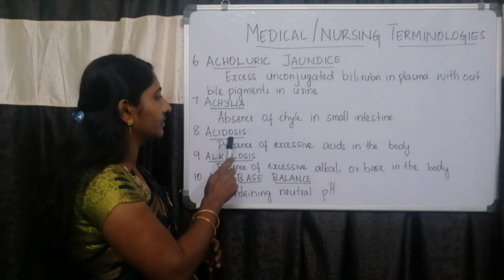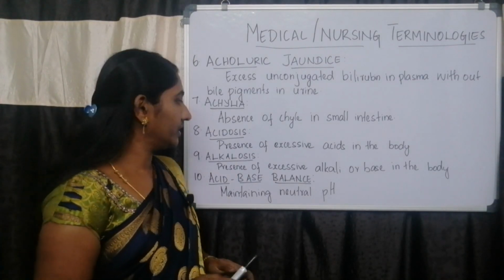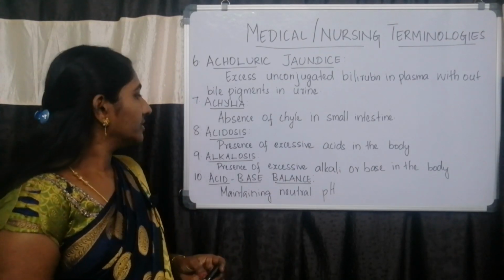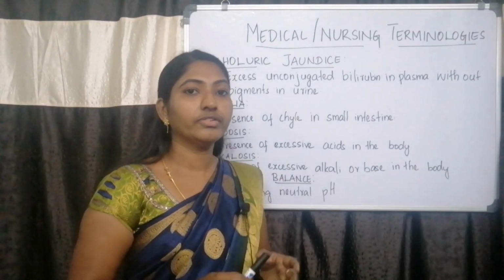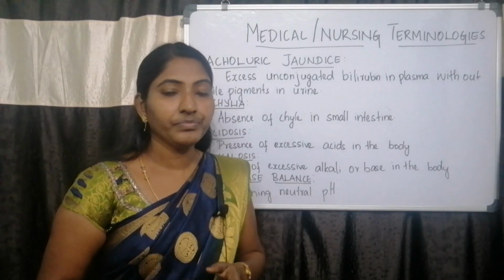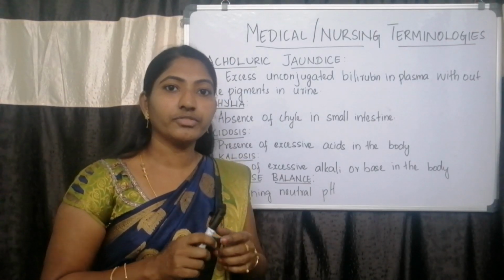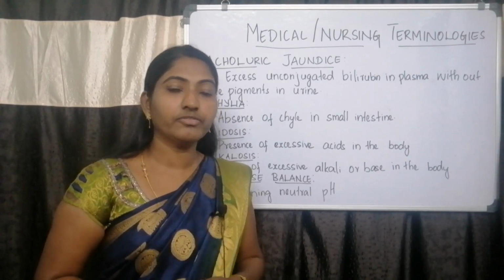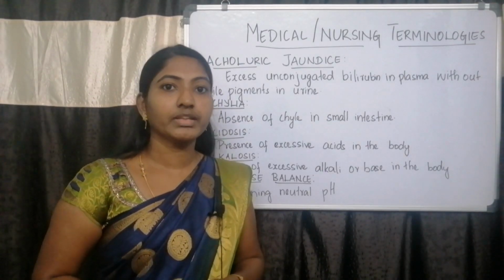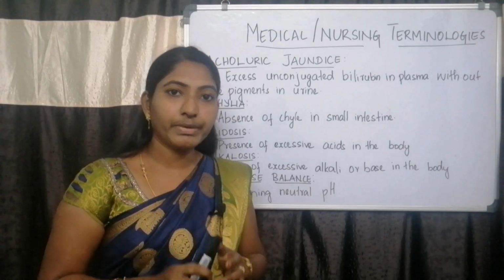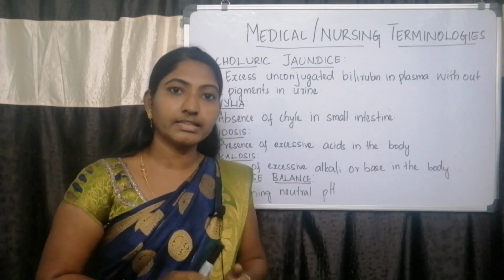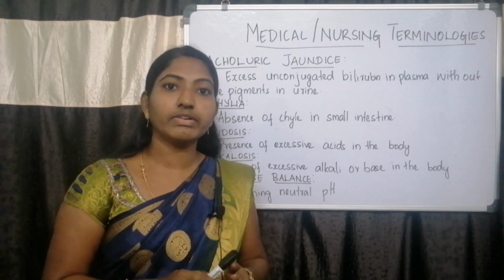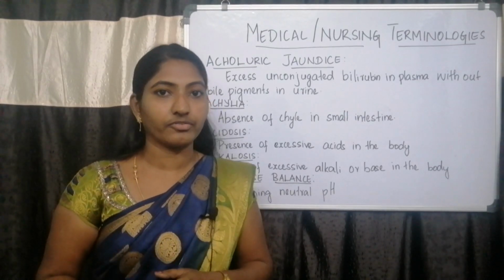The next one is acidosis. Acidosis is a condition where there will be presence of excessive acids in the body. This may be due to accumulation of excessive acid in the body, or it may be due to depletion of alkaline reserves in the body. In acidosis, the pH level of blood will be lesser than 7.35. Normally, the pH level of blood is 7.35 to 7.45.